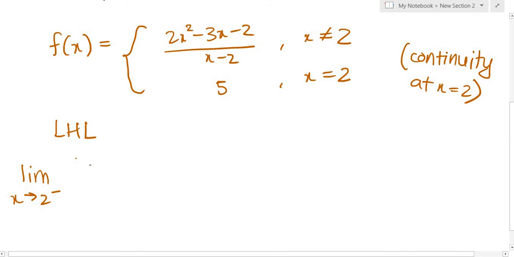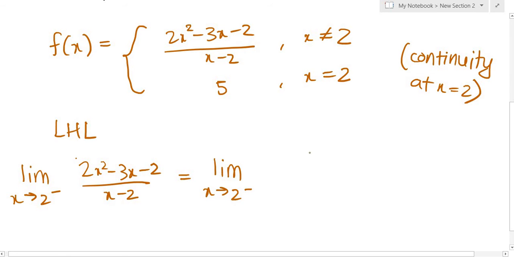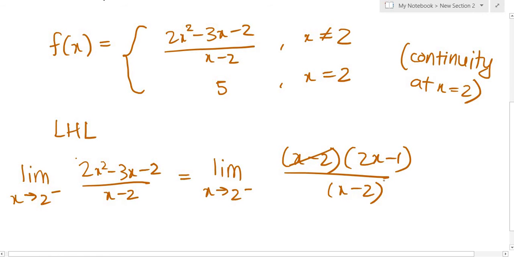Anyways, the limit as x approaches 2 from the negative side of (2x squared minus 3x minus 2) all over (x minus 2). Now you can solve it like a normal limit problem. We can just factorize the numerator. Factorizing it, we get (x minus 2)(2x plus 1) all over (x minus 2), and this cancels out because x is very slightly less than 2, but it's not equal to 2. You can write that if you want. That's why we can cancel it out.